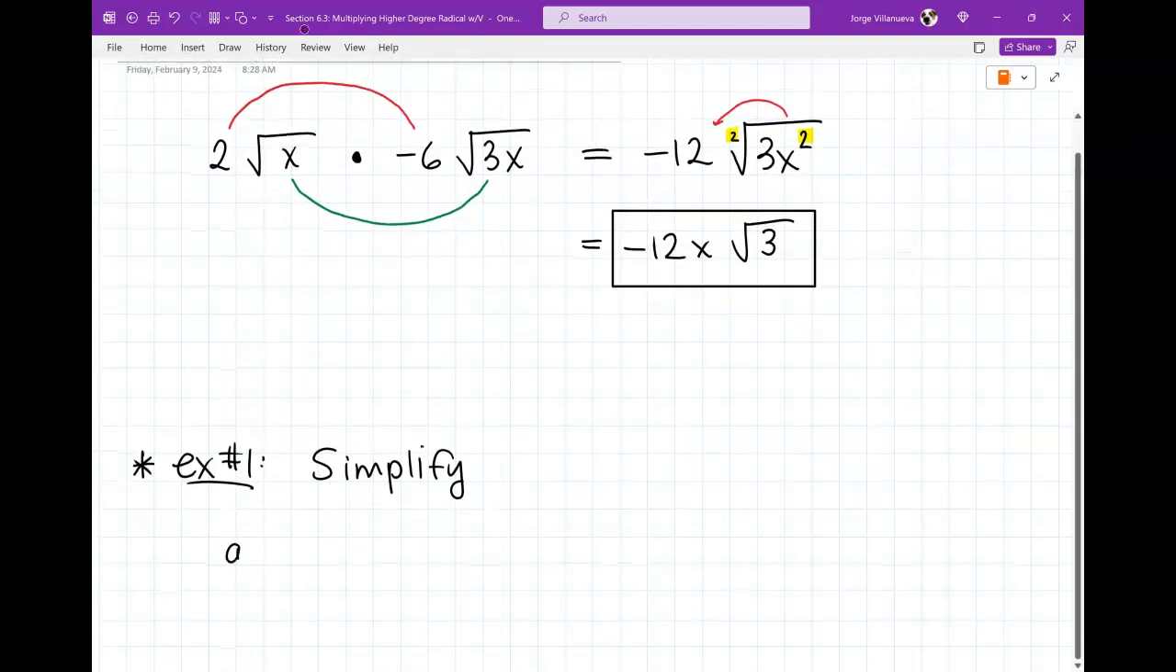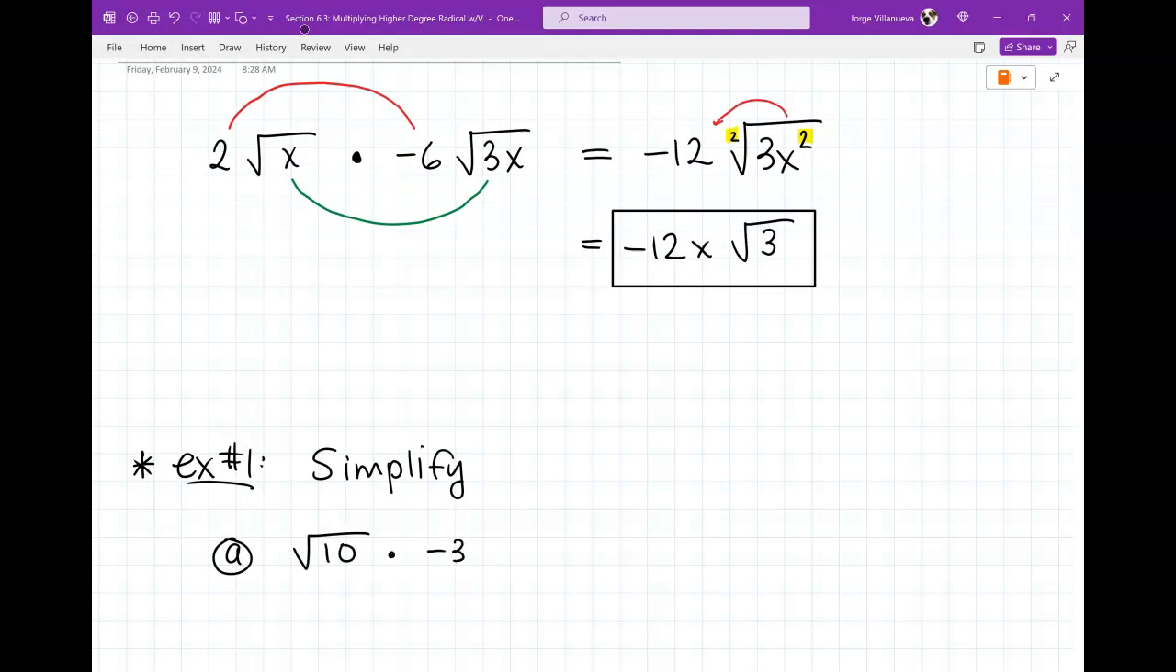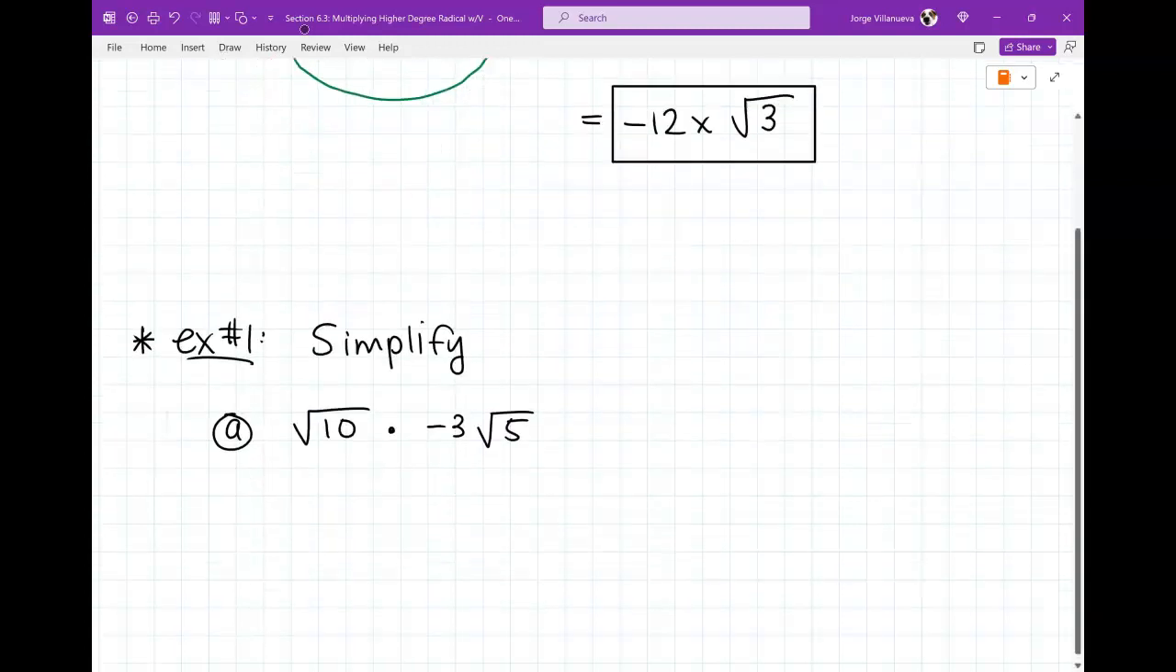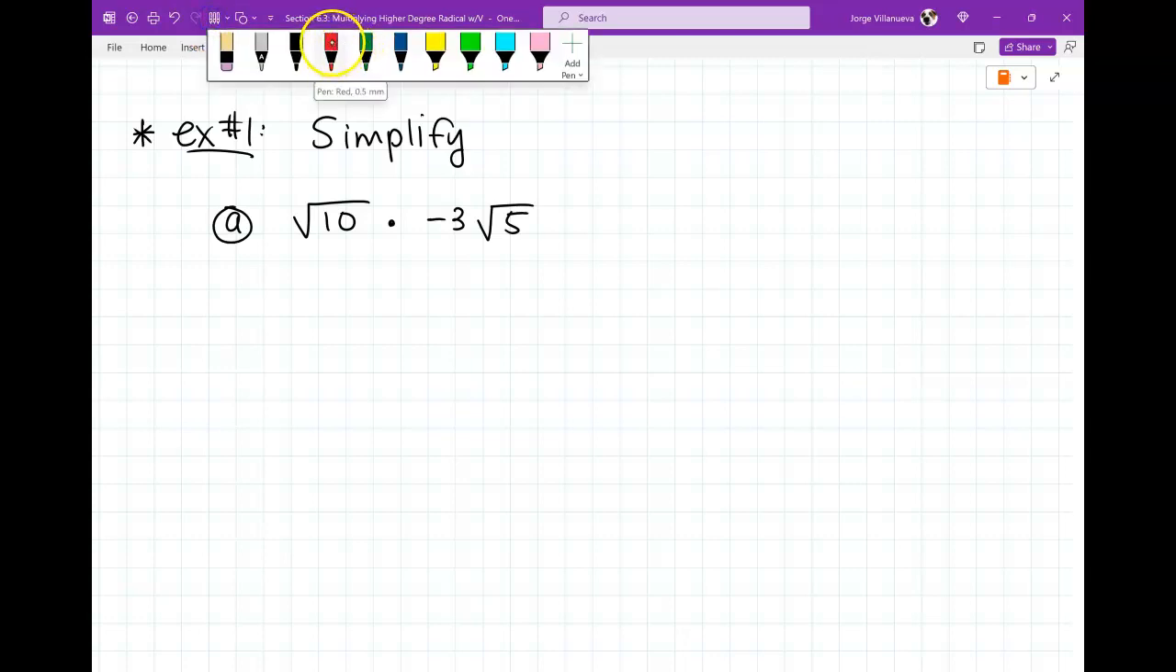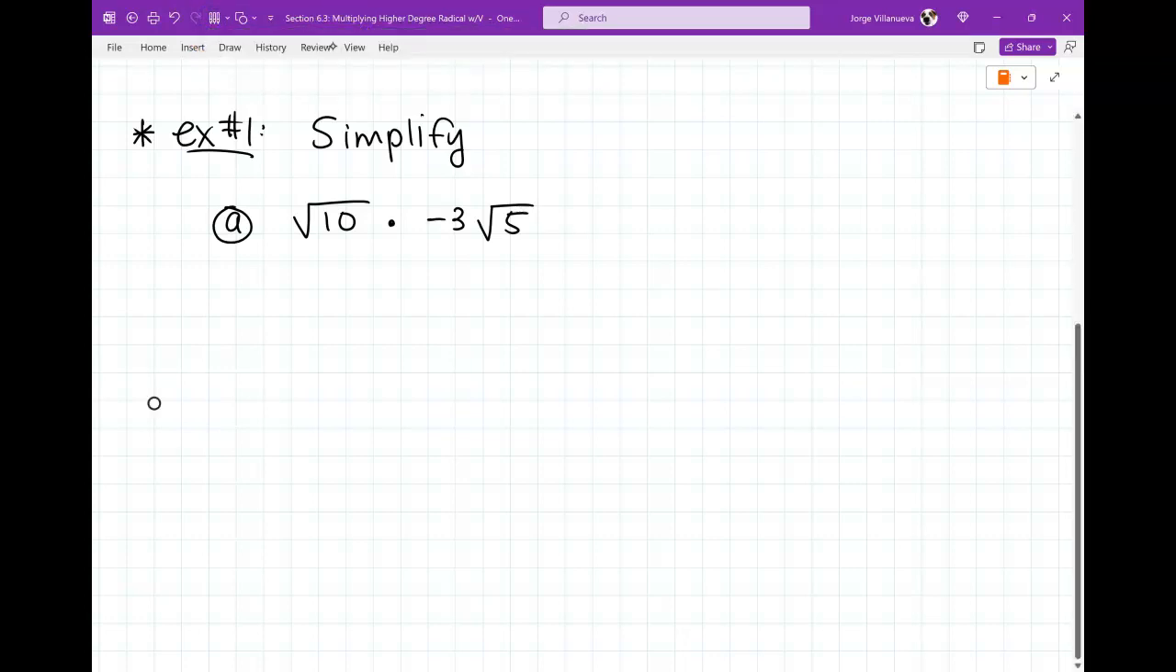So here's part A. Radical 10 times negative 3 radical 5. Remember, outside numbers times outside numbers, inside numbers times inside numbers. Now, if you can reduce before you do anything, let's say it was like a square root of 9 instead of a square root of 10, then make it a 3. Write 3. That makes it easier. But square root of 10, I can't break that down, because 10 is 2 times 5. And square root of 5 is just square root of 5. I can't do anything with that. So these are as simple as they can be right now.